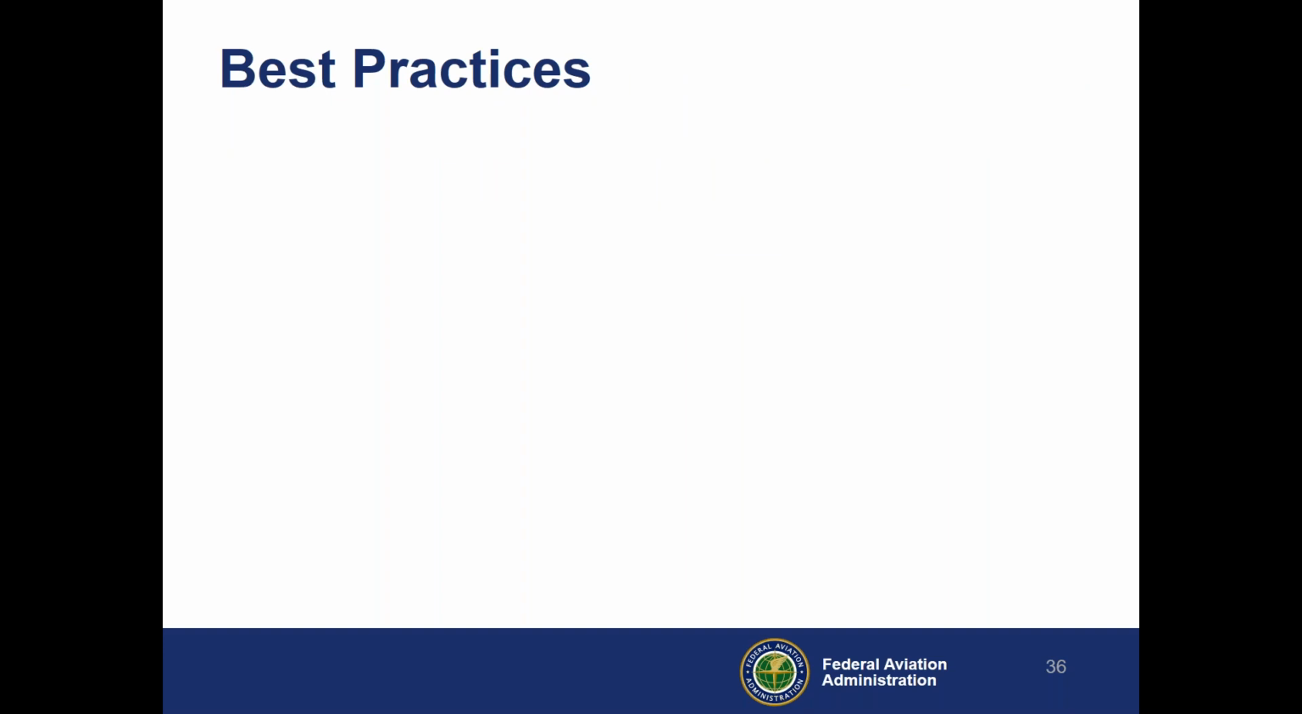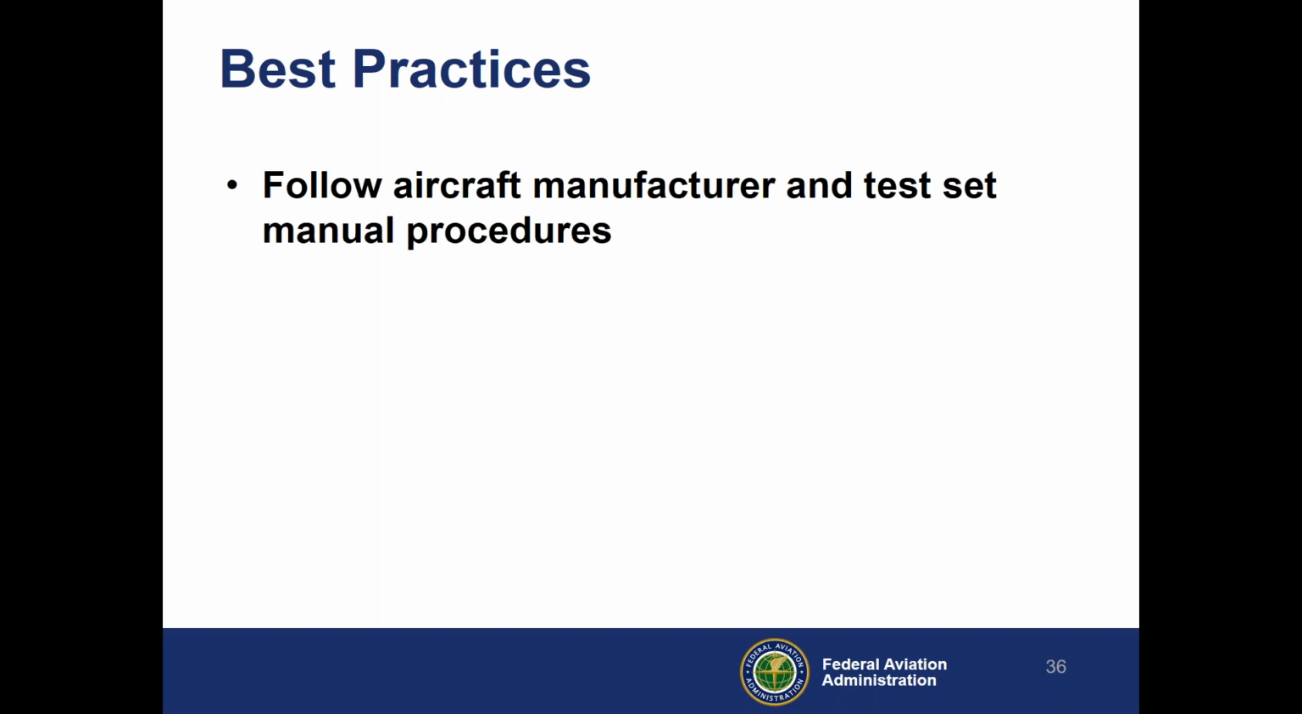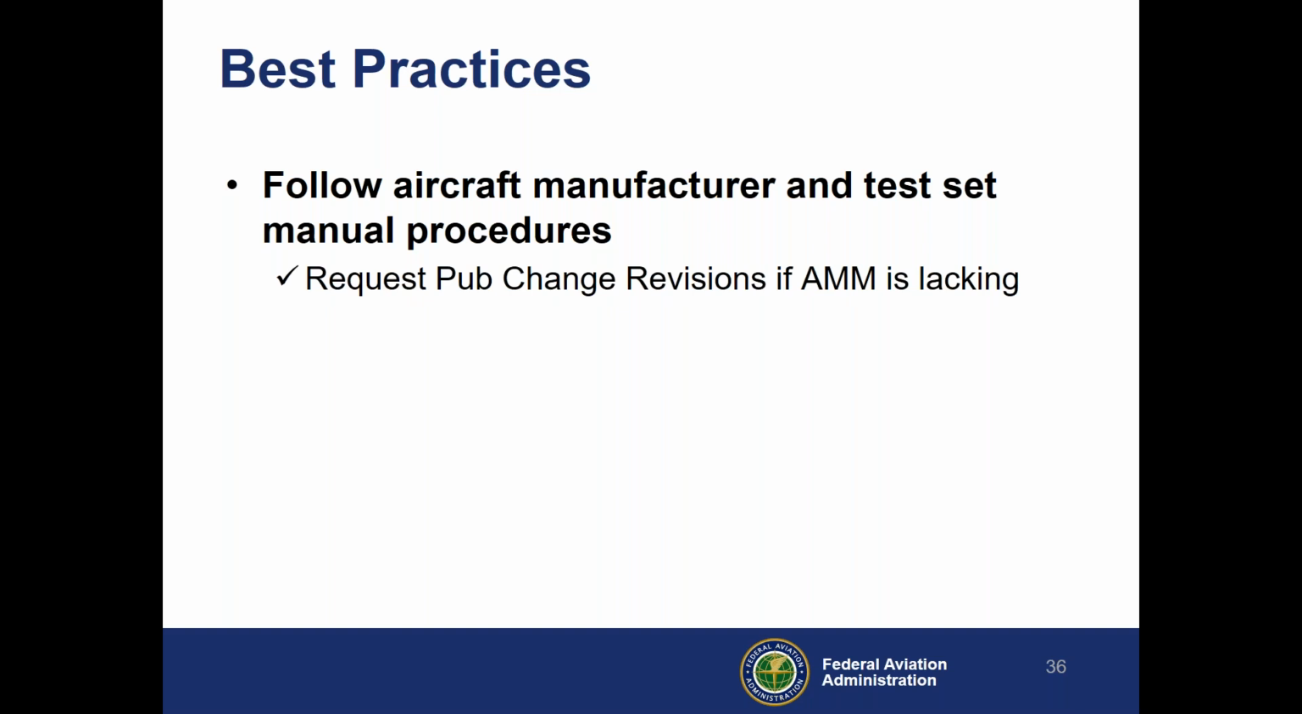So let's review some best practices to eliminate false targets when you're doing ground testing. Follow the aircraft manufacturer and test set procedures, and request the pub change if the procedure is lacking. And we have had facilities find that the aircraft maintenance manual just was not adequate, just didn't have adequate procedures.